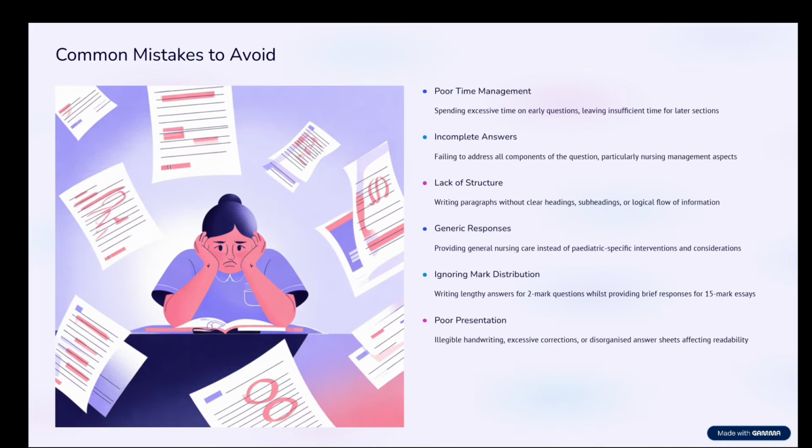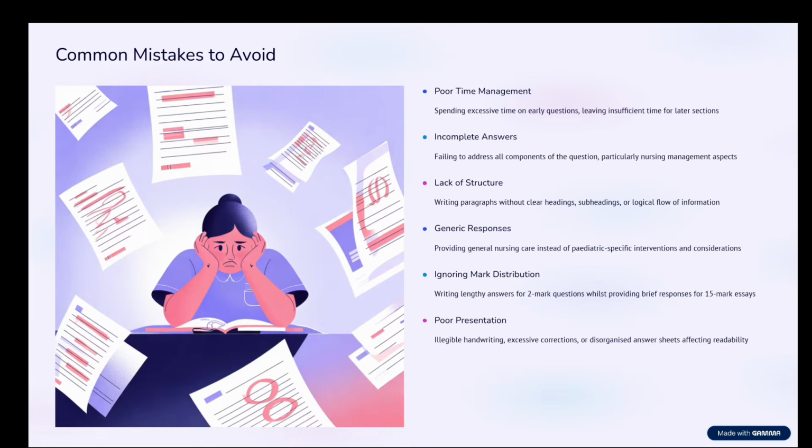Common mistakes to avoid: poor time management. I already spoke about this. People used to come ask me about it, they left a few questions unanswered. This is mainly because they can't manage time. That's the main problem of final-year students. So it's better to maintain your clock and your time properly.